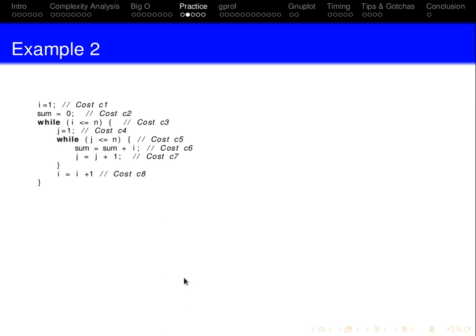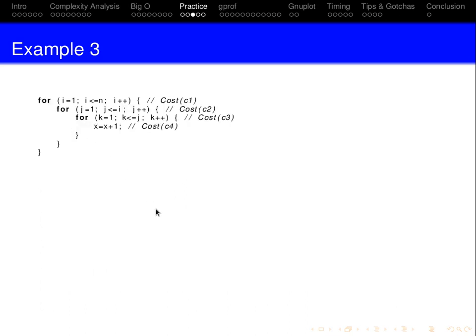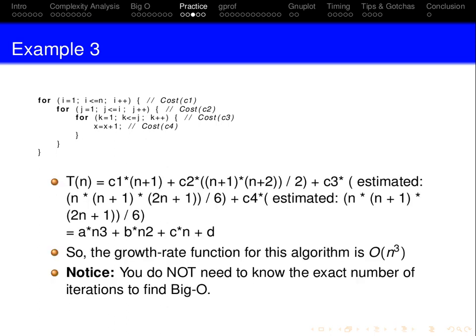How about this guy? Yep, n squared. Basically, you have an n right in here, and you're running it n times, so n squared. All right. How about this one? N cubed? Let's see, is that actually correct? Yeah, that one's going to be correct.